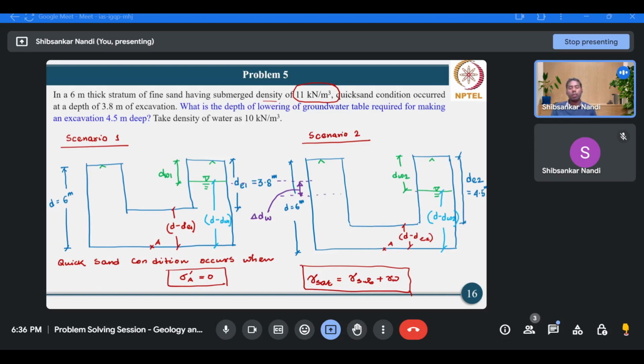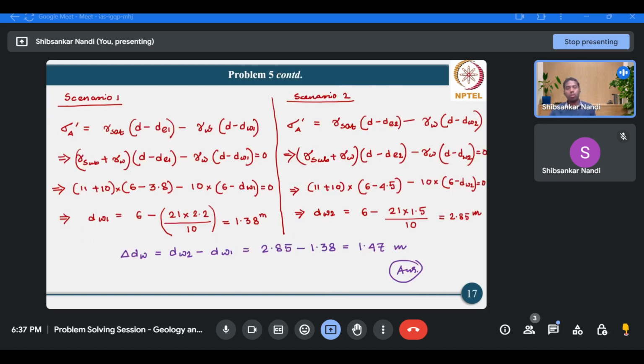That is, the effective stress becomes zero when the quicksand condition occurs, and this effective stress at the base of the fine thin stratum you can easily get by subtracting the pore water pressure at that level from the total stress at that level. Okay. And total stress and pore water pressure you can easily calculate from the fundamentals. So this is for problem 5.